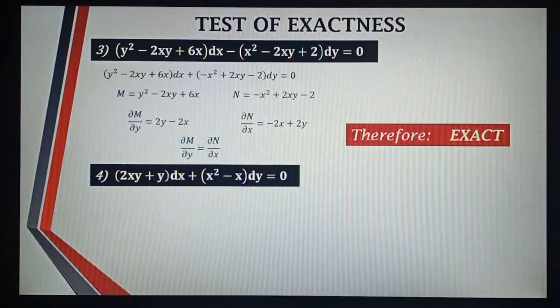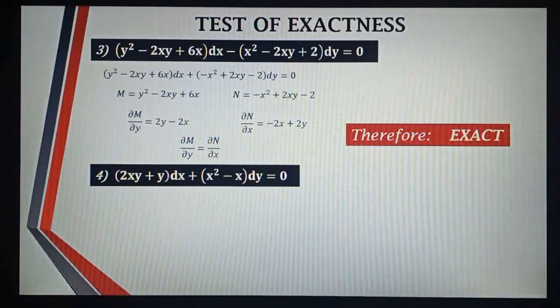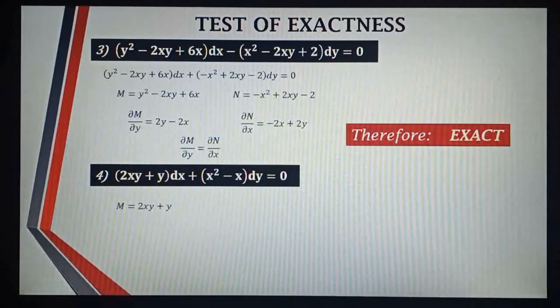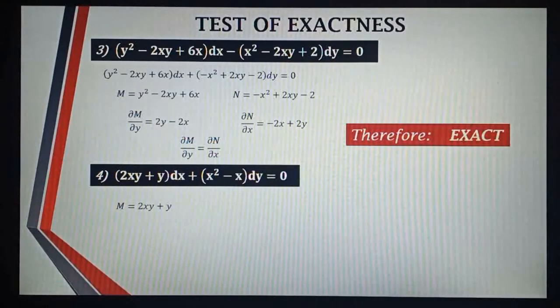Next example is the quantity of 2xy plus y multiplied to dx plus the quantity of x squared minus x multiplied to dy equated to 0. So our M here is 2xy plus y. Differentiate it with respect to y.